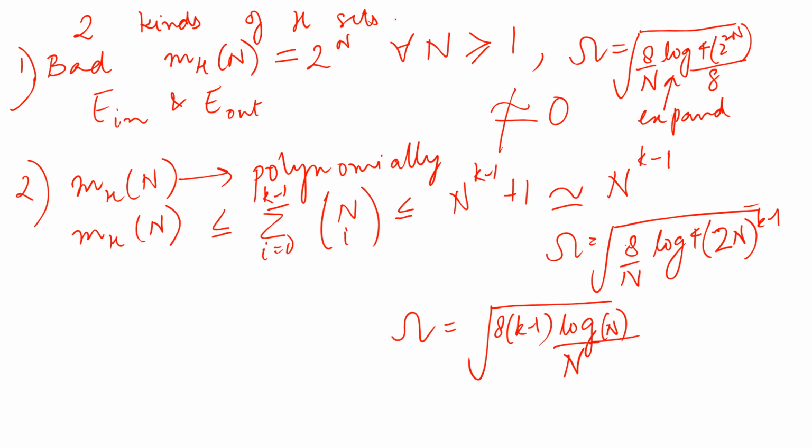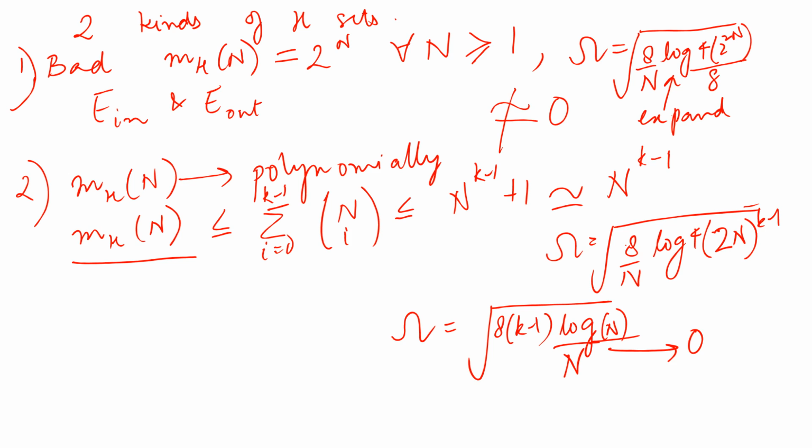Why do I care about this? Because for large n, this will tend to 0. For sufficiently large n, this goes to 0 as long as I have a breakpoint k. I can guarantee this because only as long as I have a breakpoint can I guarantee the polynomial bound for my growth function. This is really useful, because using this definition of the breakpoint, if the breakpoint exists, we can guarantee a good relationship between E_in and E_out.